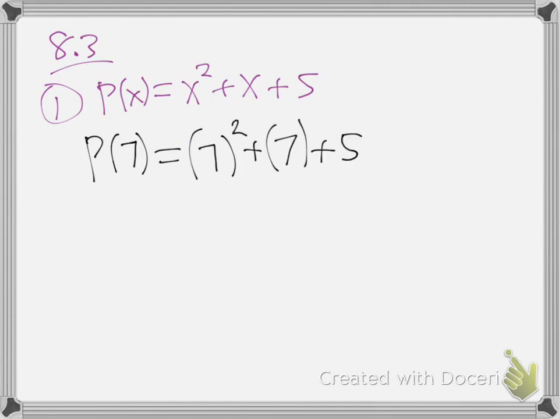Everybody get there? You don't have to, but every now and then it'll matter, so it's good to put parentheses around things you plug into functions. So I put parentheses around the 7. It wouldn't really matter on this one. So then work that out. 7 squared is 49, right? Use a calculator if you're rusty on some of these things. 49 plus 7 plus 5 is 61.